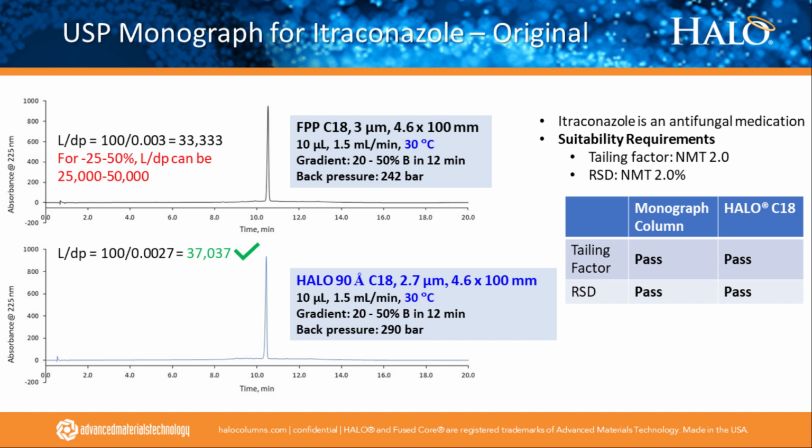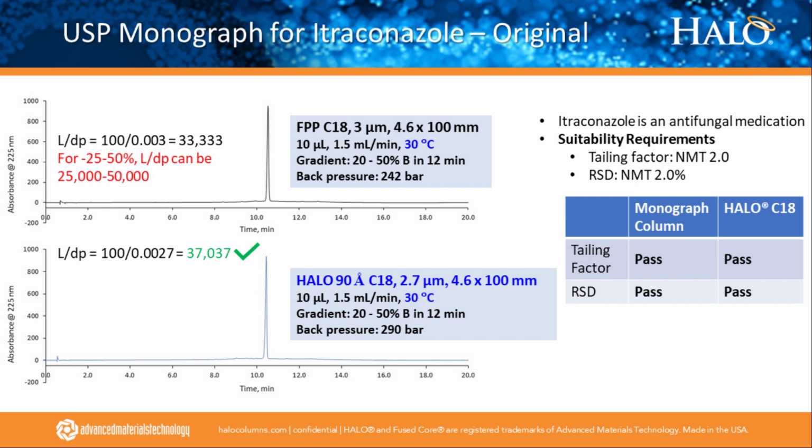So next I have the USP monograph for itraconazole, and itraconazole is an antifungal medication. The original monograph column calls for an FPP C18 column in 3 micron particle size and 4.6 by 100 millimeter dimension. And that gives you an L to DP ratio range of 25,000 to 50,000.